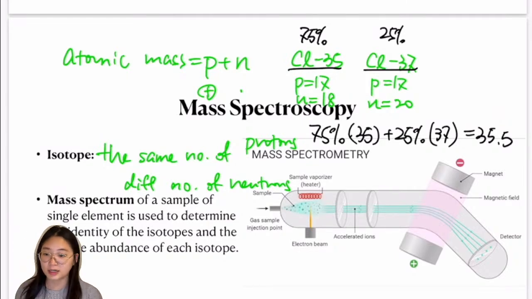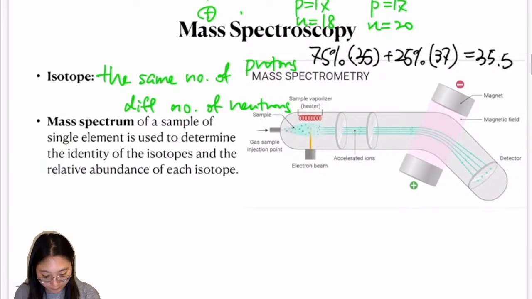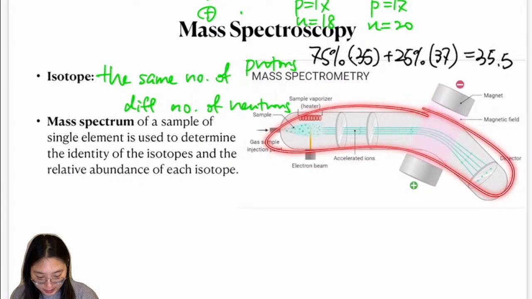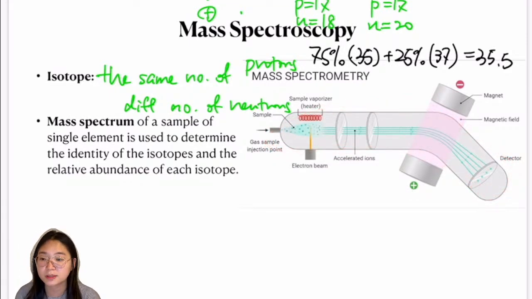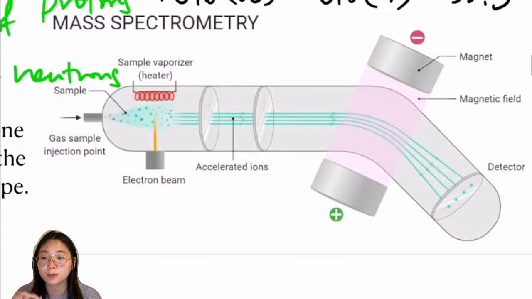Well, the thing is, how do we know there are different isotopes for an element? Because the atoms are so small, we cannot even observe them with raw eyes. And of course, the scientists are really smart, so they came up with a machine called a mass spectrometer. So this is a mass spectrometer, and let's say for chlorine, they're going to put a tiny amount of sample in this machine, and then this machine will convert the sample into gas.